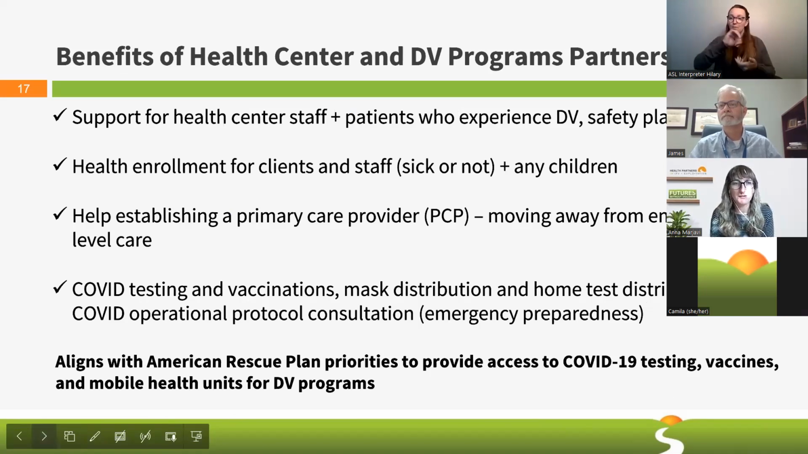And this also includes child vaccination and well visits, access to prescriptions, medication refills, and help to facilitate services for children who may need early interventions and other developmental needs. But you can see ongoing health enrollment, establishing a primary care provider, and all kinds of robust COVID support was very meaningful in the last few years.